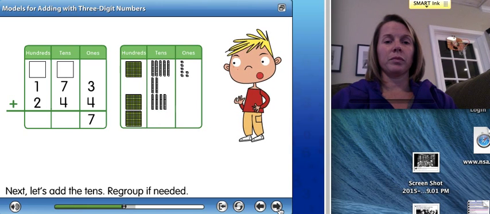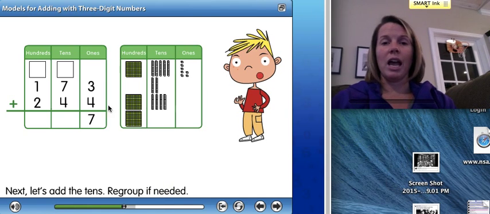Next, let's add the tens. Regroup if needed. Okay, so I have 7 plus 4. If I know my facts, I know that is 11. If I can't quickly do my facts like that, I start with the largest number, 7, and count up. 7, 8, 9, 10, 11. Regroup if needed. I definitely need to regroup because I have 11, and 10 tens make 100, so I know that I'm going to be carrying. I have 100 over here and 1 left over.